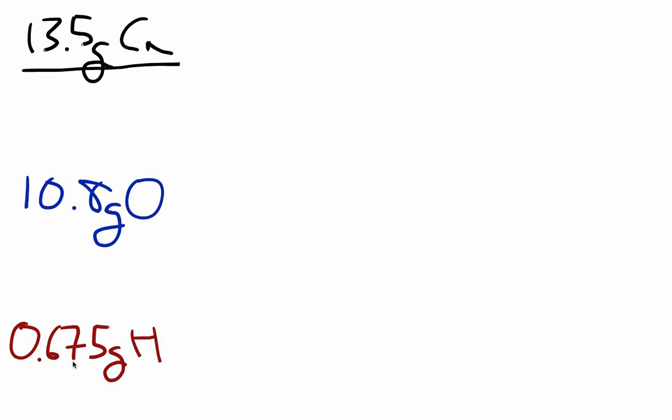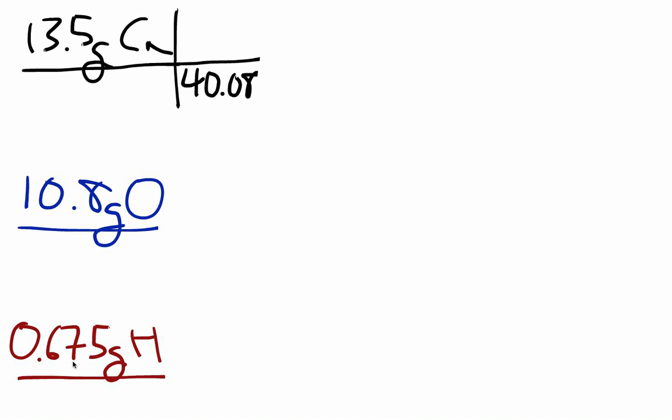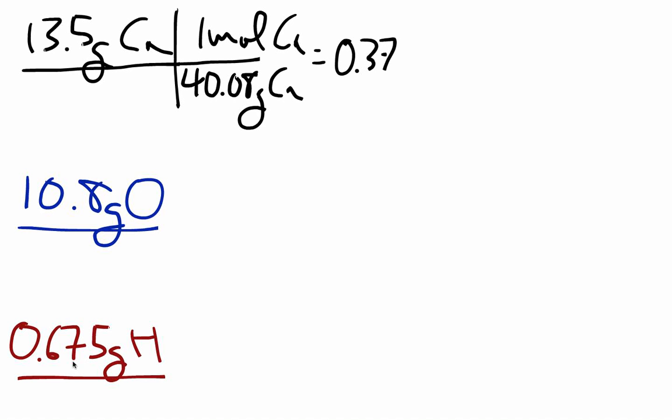So I have 13.5 grams of calcium, 10.8 grams of oxygen, and 0.675 grams of hydrogen. First thing, since I already have masses, is let's convert them to moles. So going back to my periodic table, calcium is 40.08 grams of calcium every 1 mole. If I divide that out, I get 0.33.